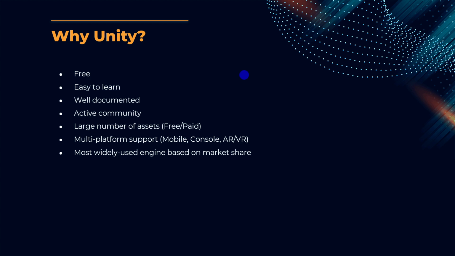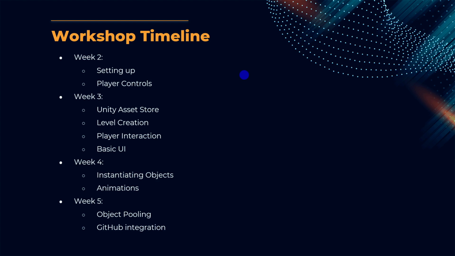Okay, good. So this is a rough timeline of what we are going to be doing in these 4 weeks. Right now we are in week 2, which is setting up and player controls. Setting up takes a long time. I'm also going to get you through all the components in the Unity editor, so it makes future teaching much easier. Week 3 we are going to go into asset store, level creation, player interaction, and some UI. Week 4 we're going to go into instantiating objects and animations. And week 5 we're going to go into object pooling and GitHub integration.